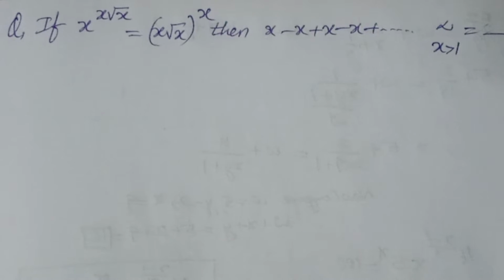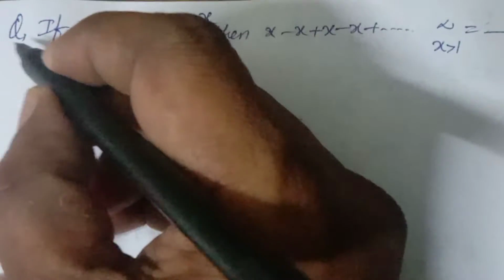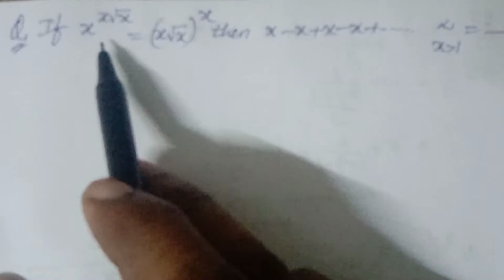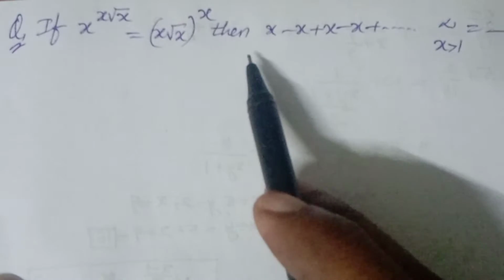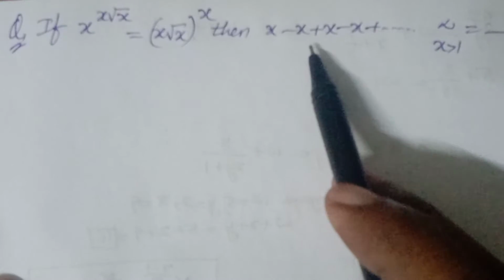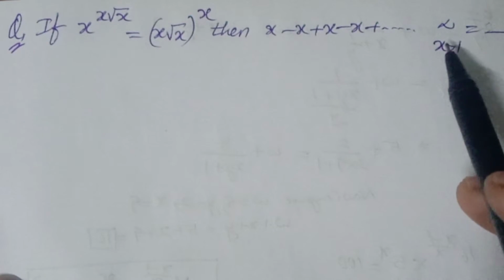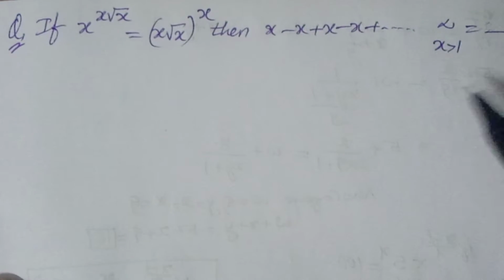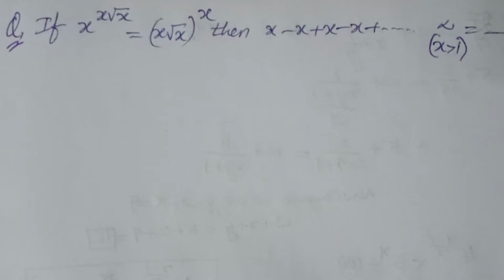So here, critical, logical and Olympiad problems will be uploaded from this channel. So the question is given: if x to the power of x root x is equal to (x root x) whole to the power of x, then you have to find the value of x minus x plus x minus x, and so on up to infinity, where x is greater than 1. What is the value of x minus x plus x minus x? You have to find the value up to infinity.